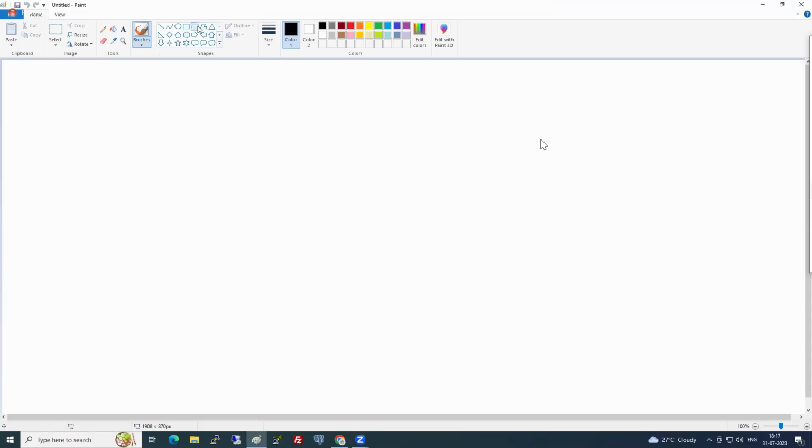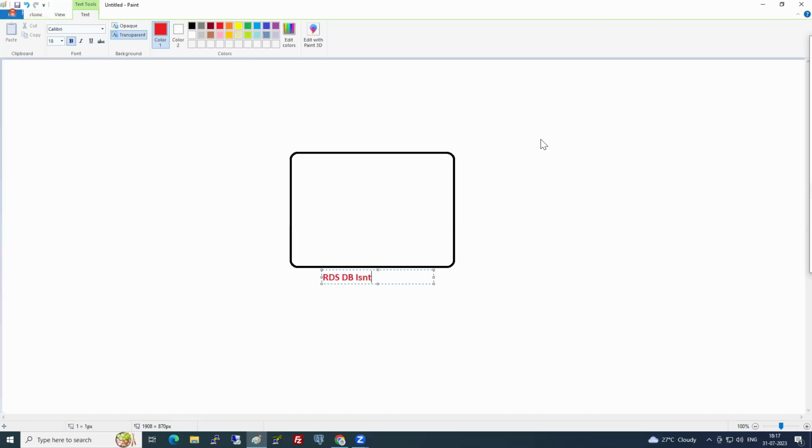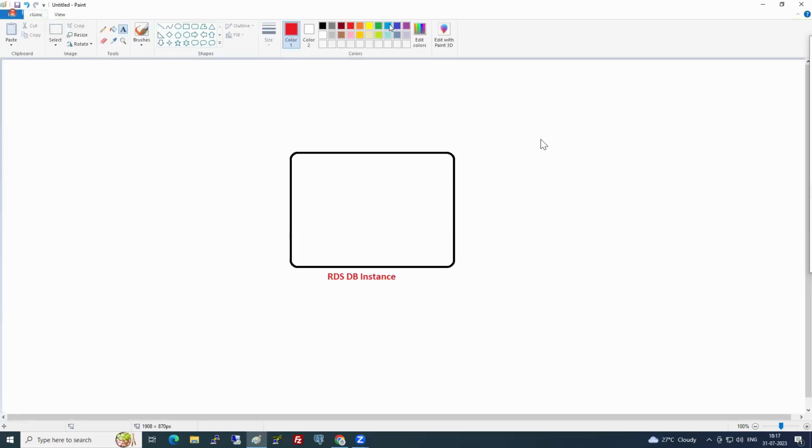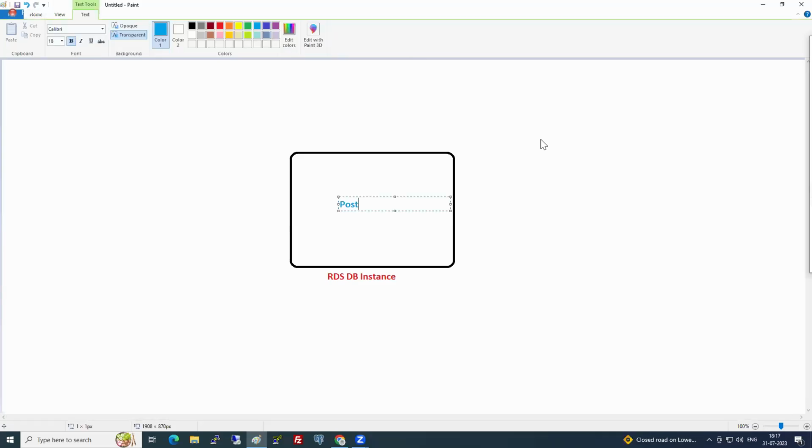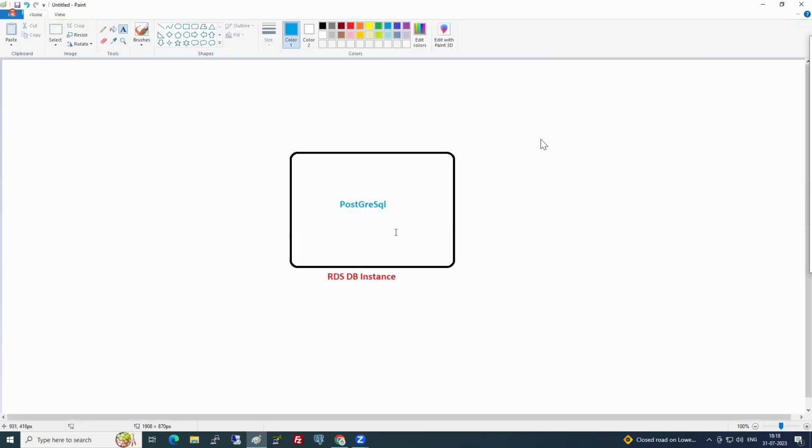So RDS. Consider this is our RDS DB instance. What is this called? RDS DB instance. So can I go and launch an RDS DB instance? Yes, I can go and launch. And which kind of engine can it contain? It can contain any of the 6, including Aurora, which is a proprietary engine of AWS. So here, can I go ahead with Postgres? Yes, I can go with any of the engines. Let's assume this is Postgres.